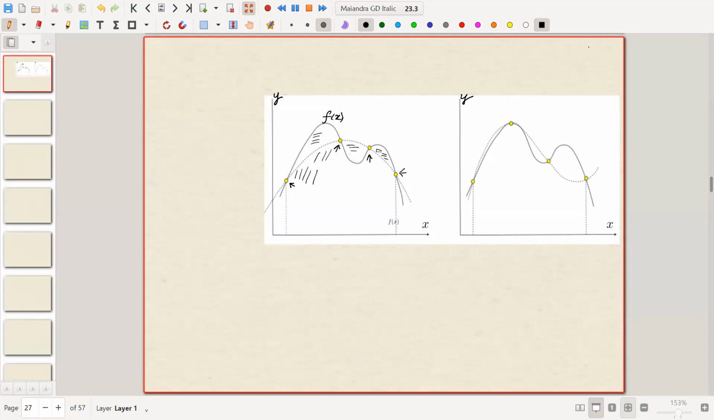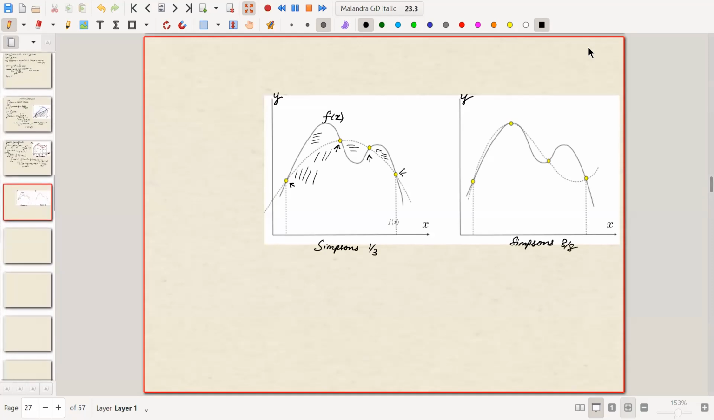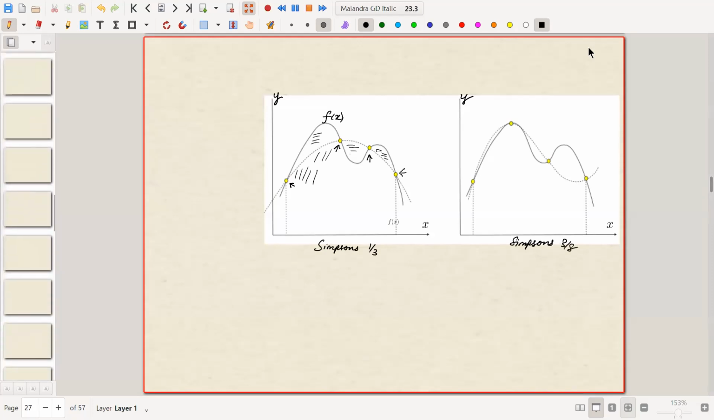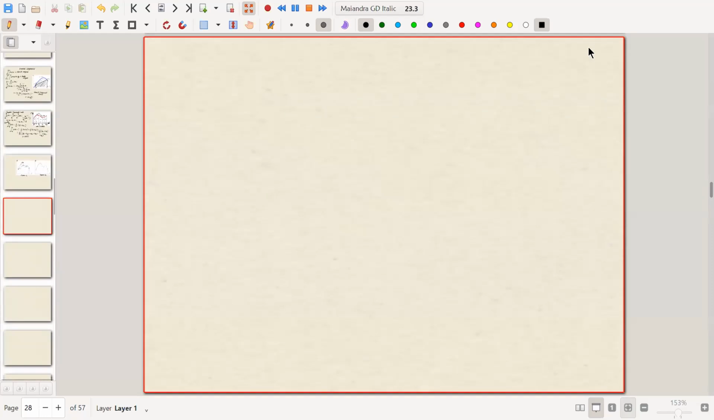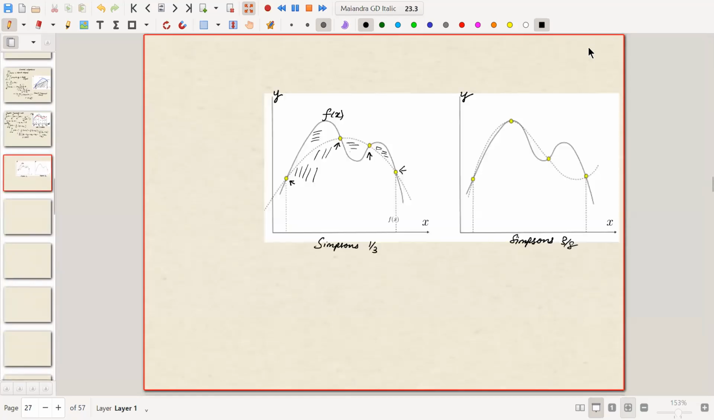So this example I had set for Simpson's 1/3, and this one I have set for Simpson's 3/8. But we'll return to this figure again. But how many points have we taken?